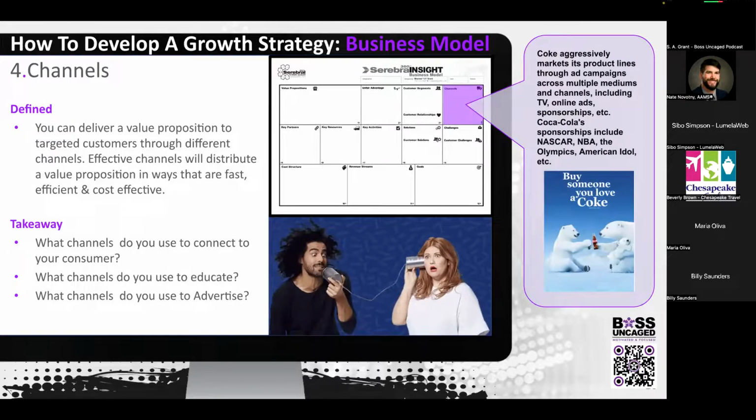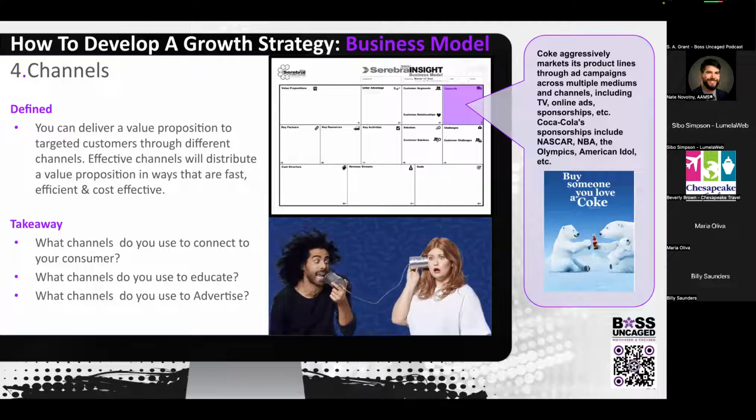And if you look to the right, you can see that Coke does multiple different channels of communication. In this particular example, they're doing ad campaigns, they're doing TV marketing, and they also do sponsorships, and their sponsorships range from NASCAR to the NBA and the Olympics.